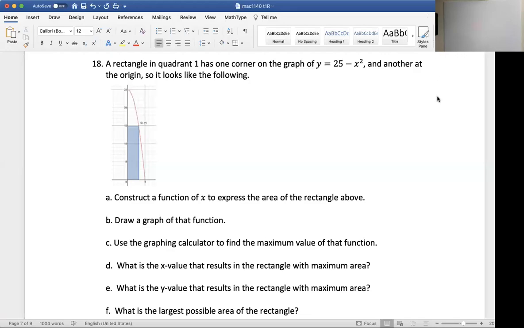So this question says that a rectangle in quadrant 1 has one corner on the graph of y equals 25 minus x squared and another at the origin. So that's what it looks like. And we want to describe the area of that function as a function of x. So let's think about that.